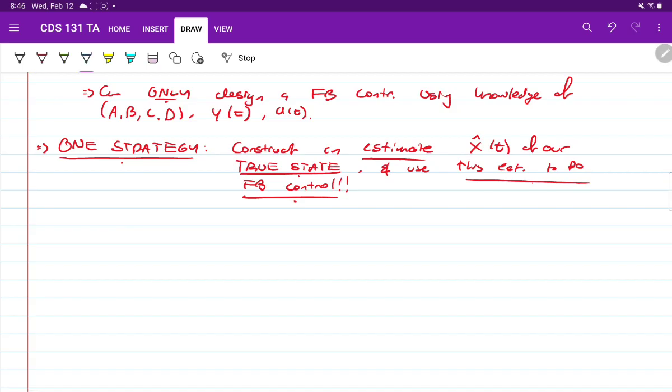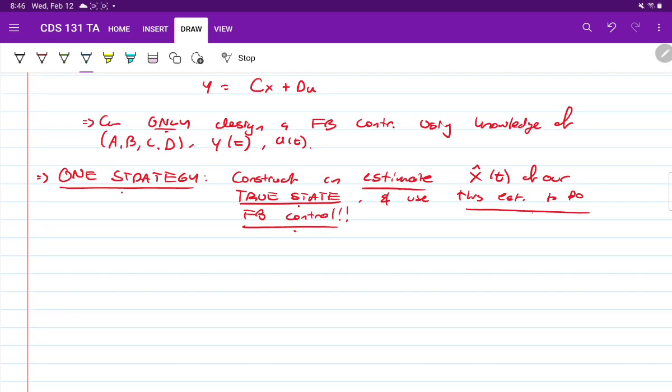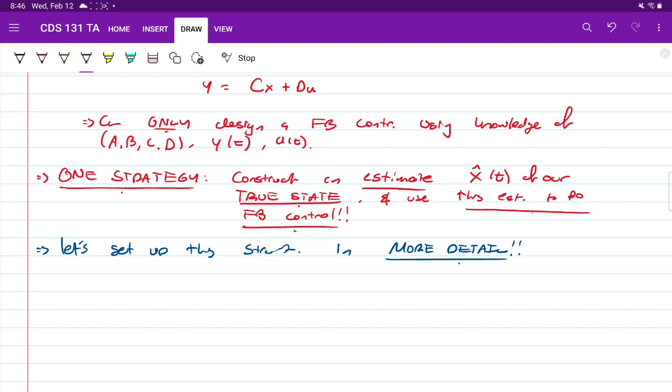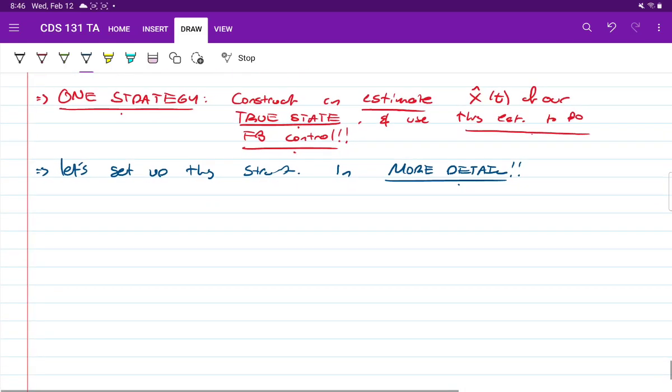Okay, so let's put a little bit more math down to this structure. Let's set up this structure in more detail. Basically, we want to construct an estimate, x hat of t, and using this estimate we want to figure out an input to our actual system. Okay, so how do we do this?